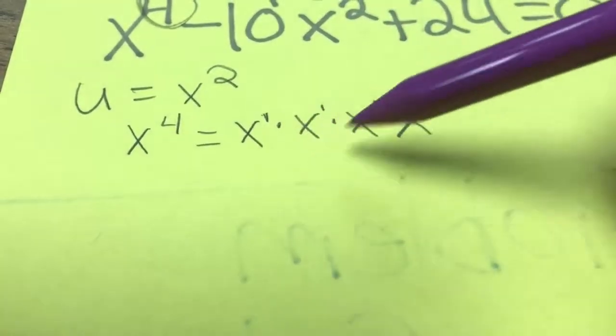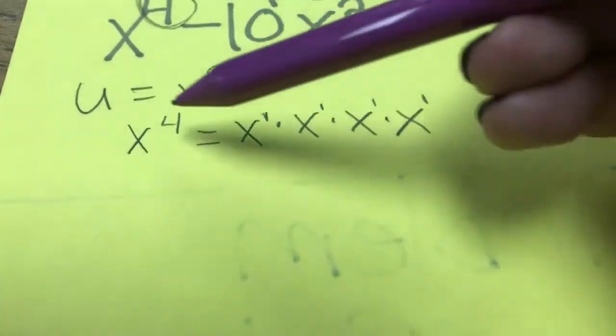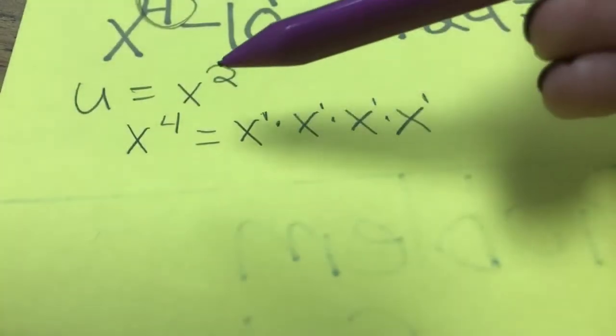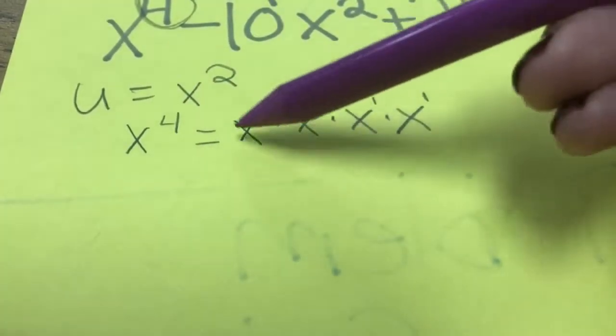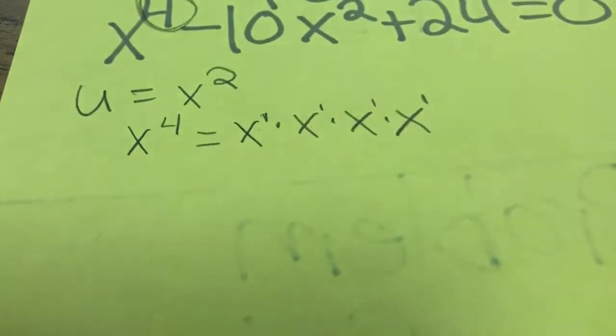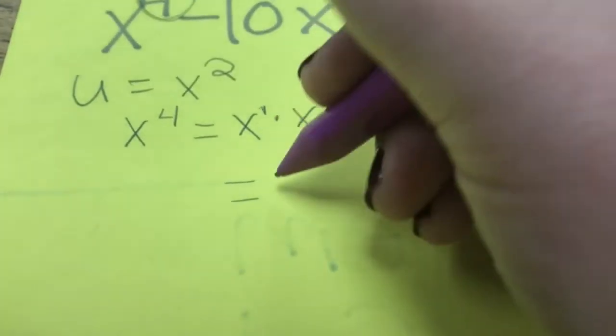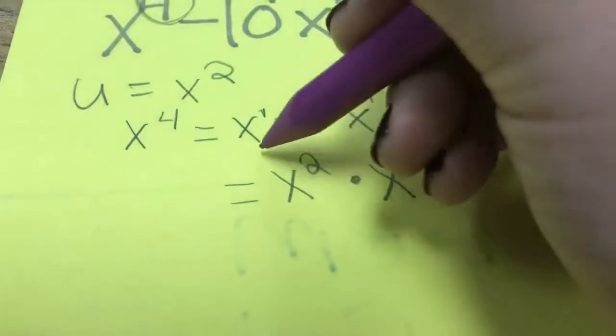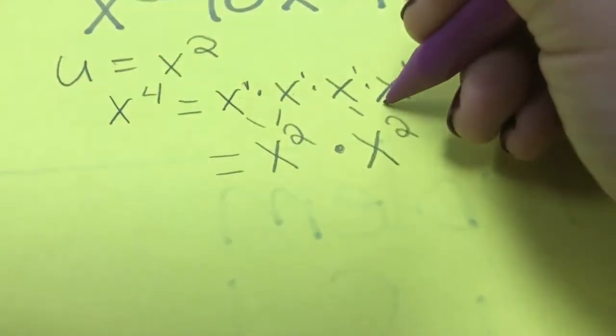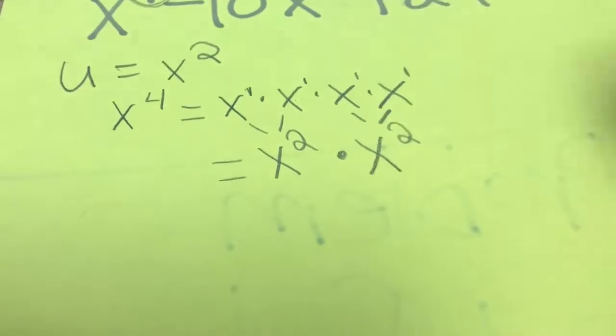Now, I can't use any of these x's right now to convert it to a u because I want x squared. So I'm going to add only 2 of the exponents together to make an x squared. So now I have x squared times x squared. So I converted the first two x's into the first x squared and the last two into the second x squared. Now I can convert it to u's.